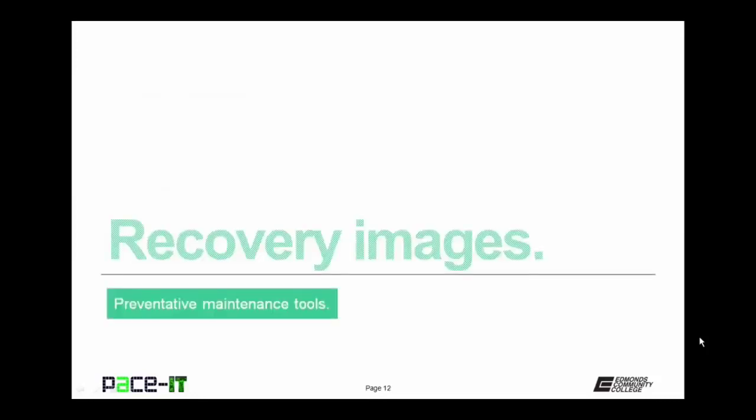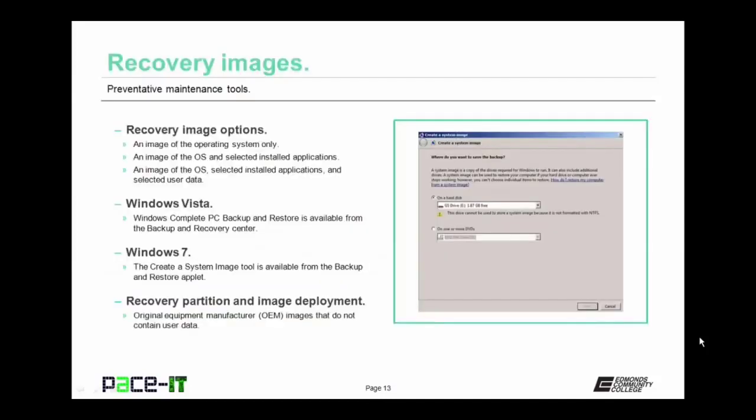Now let's talk about recovery images. A recovery image contains an image of the operating system. It can contain images of all of the installed applications and all of the user's data. The ability to easily create a recovery image was introduced in Windows Vista with the Complete PC Backup and Restore utility, and it's available from the Backup and Recovery Center.